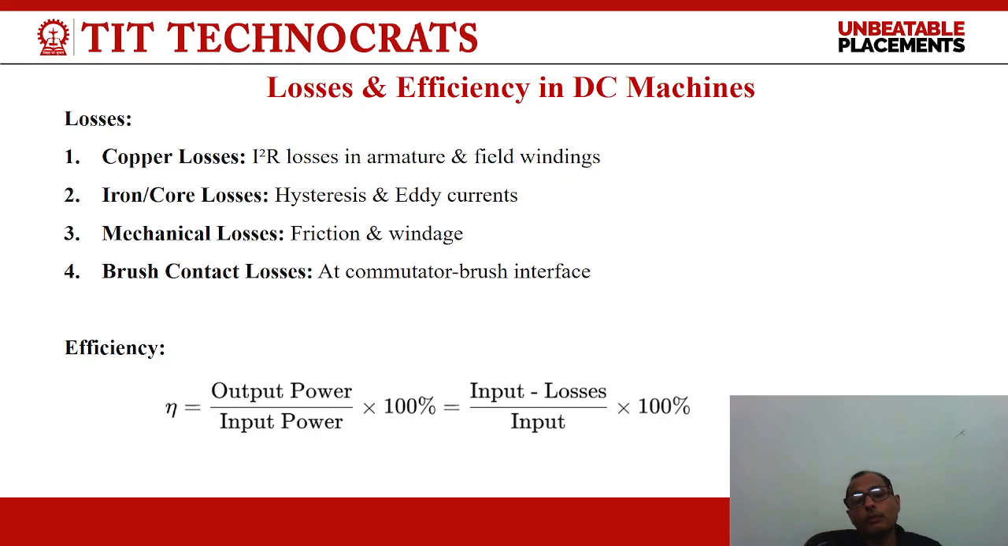Efficiency is given by the formula output upon input. So it will be equal to input minus losses upon input, into 100 in terms of percentage.